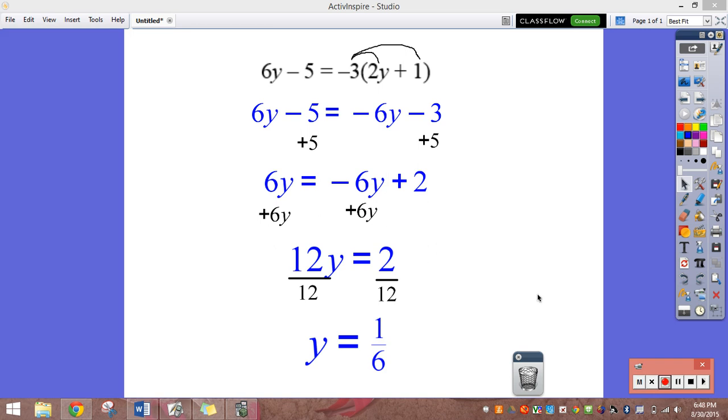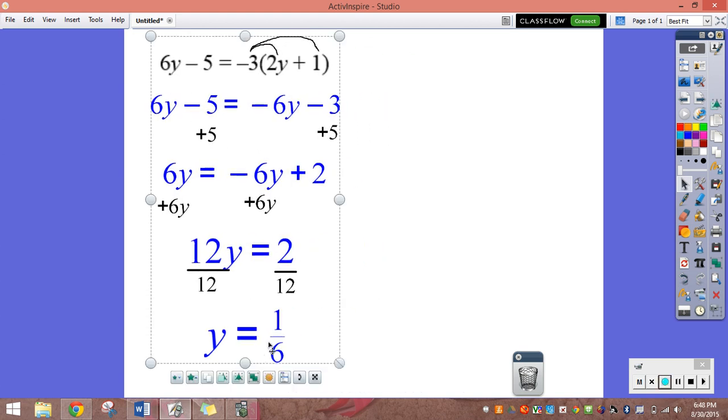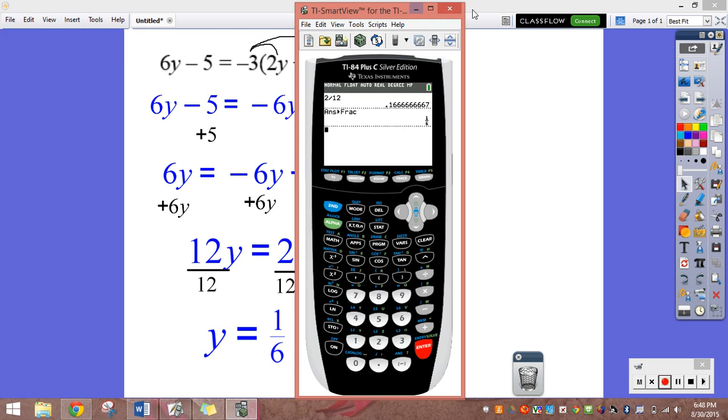And so I have my variable isolated, and I have a real answer, so I know I have solved this equation. The last thing I need to do, though, is make sure that it's actually the right answer. So what I would do is check my answer by taking the value that I found and substituting it into the original equation and testing to see if I get a true statement. So I'm going to show you how to do that in the calculator.